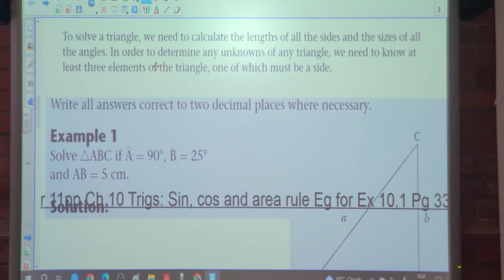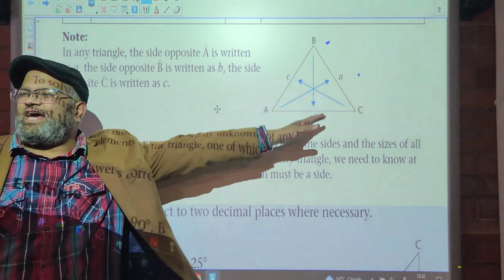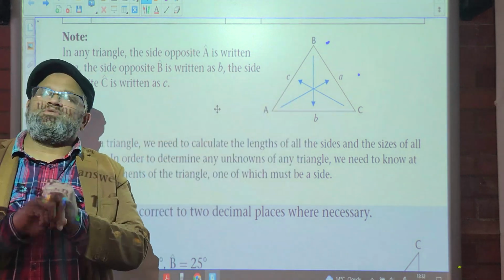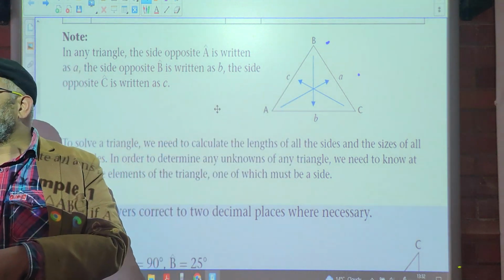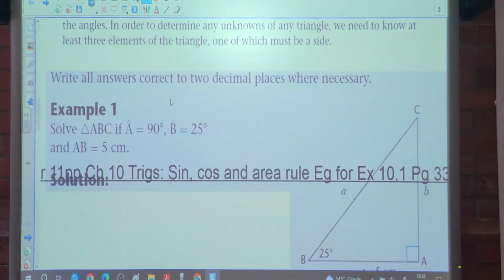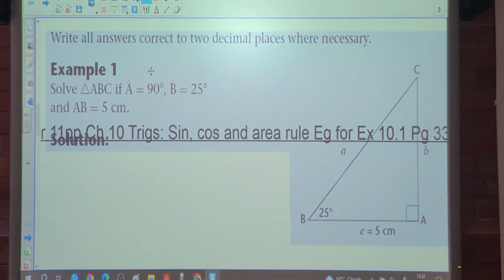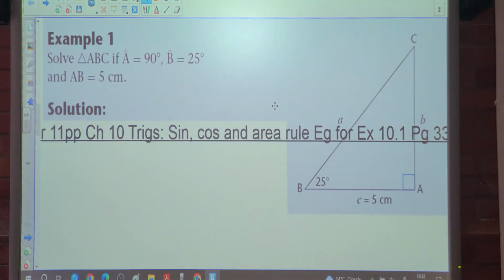If you are asked to solve a triangle, that means you must calculate all the unknown angles and all the unknown sides. To solve the triangle, we need to calculate the lengths of all the sides and the size of all the angles. In order to determine any unknown of any triangle, we need to know at least 3 elements of the triangle, one of which must be a side. Write all answers correct to 2 decimal places where necessary.